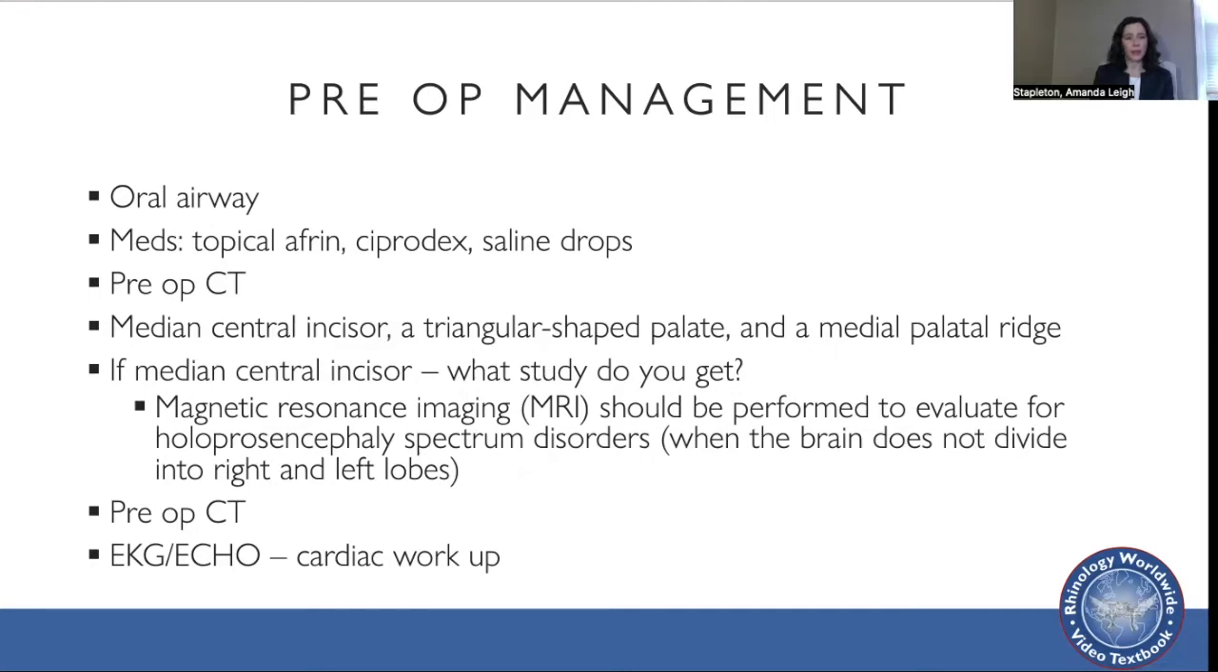You have to get a preoperative CT to really see what your bony margins are and what your anatomy looks like. And if there's a central incisor in a piriform aperture patient, then you need to get an MRI, because there is a constellation of syndromes called holoprosencephaly, where if there's a central incisor, this may be indicative of a holoprosencephaly patient, which is basically when the brain doesn't divide into the right and left lobes correctly. You again are getting your CT, and in some patients you want to do a cardiac workup as well due to the high incidence of association with other congenital syndromes.